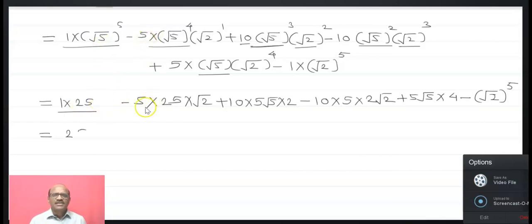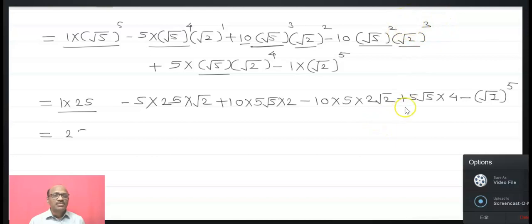Now next is minus 5 root 5 raised to 4. Root 5 raised to 4 means what? Root 5 into root 5, 4 times, that is 25, root 2 raised to 1. And the next is 10 root 5 raised to 3, that is root 5 into root 5 into root 5. Root 5 into root 5 is 5, so 5 root 5. Root 2 raised to 2, that is root 2 into root 2, you will get 2. Then 10 root 5 raised to 2, that becomes 5. Root 2 raised to 3, that is root 2 into root 2 into root 2, that is 2 root 2.